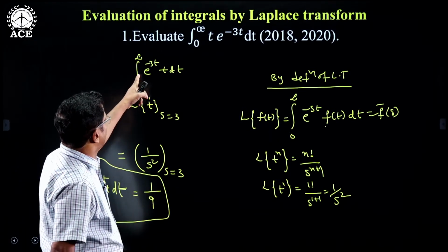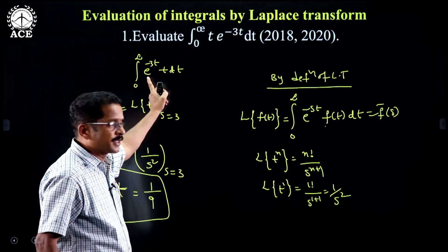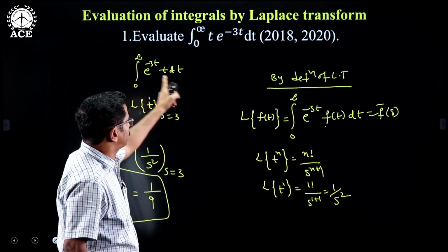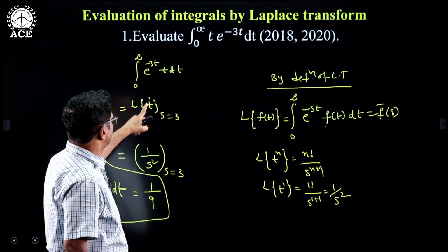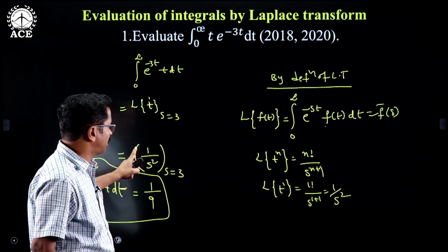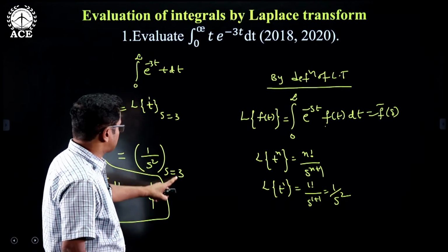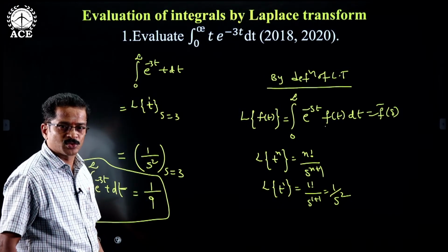Okay, so I just compared the given integral with the Laplace transform integral, and in the place of s we have 3, and in the place of f of t we have t. So from the Laplace transform of elementary functions we have L of t is equal to 1 by s square. In the place of s I just substituted 3, so 1 by s square is equal to 1 by 9.